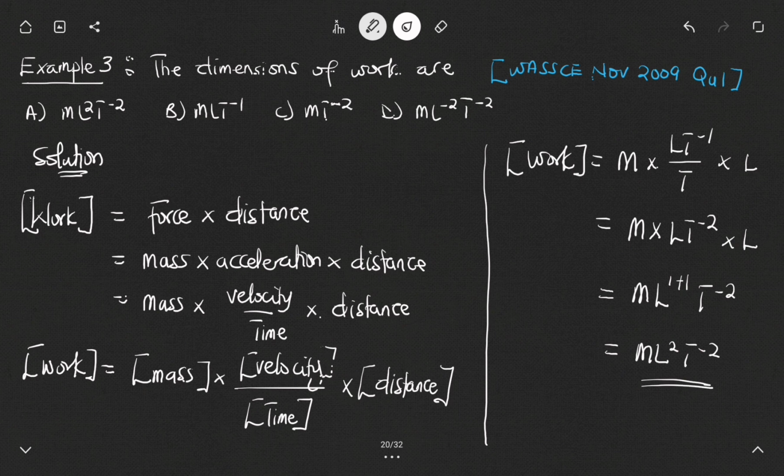So if we look at that, we see that option 1 gives us that answer. So the dimension for work is ML^2T^-2. So option A is the right answer.